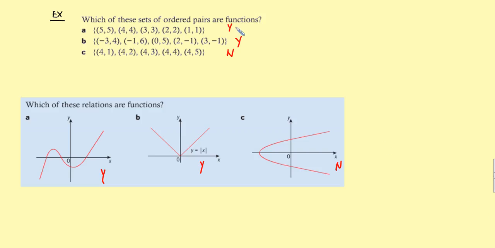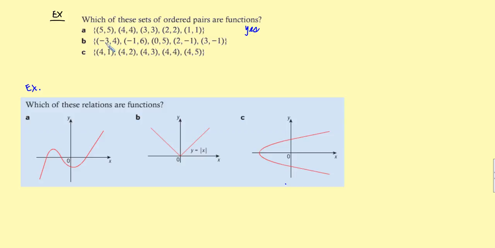Alright, so the question then is, looking at our graphs, which of these sets of ordered pairs are functions? This is one example, and here is a second example. So we have (5, 5), (4, 4), (3, 3), (2, 2), and (1, 1). My values of x are 5, 4, 3, 2, 1, and my values of y are 5, 4, 3, 2, 1. Therefore, I can say yes, it is a function, because for every value of x, I'm getting only one value of y.